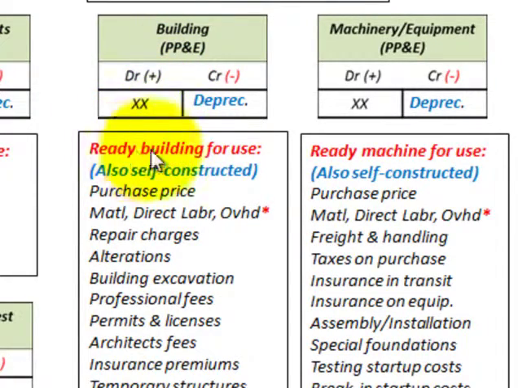And again, this is getting the building ready for use, and it could also be self-constructed buildings. And that would be like the purchase price if we buy the building. If it's self-constructed or we build it ourselves, it would be our material, our direct labor, and overhead. Well, that depends if you decide to charge overhead or if you don't charge overhead.